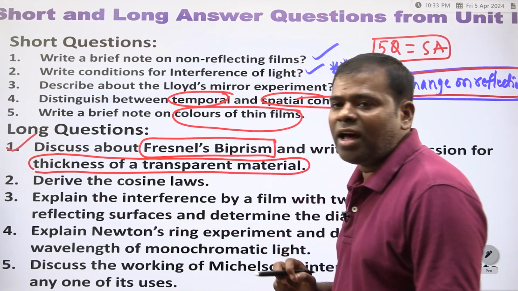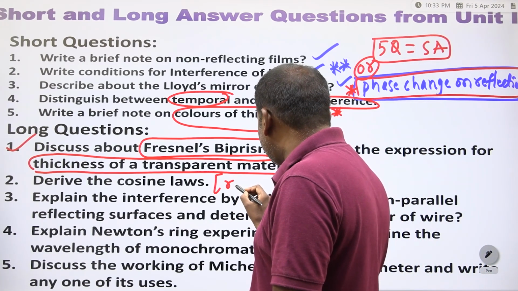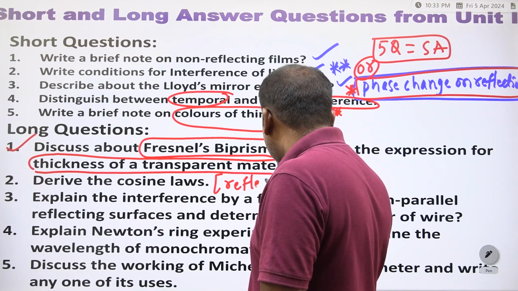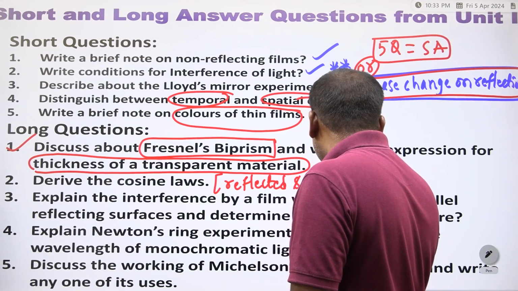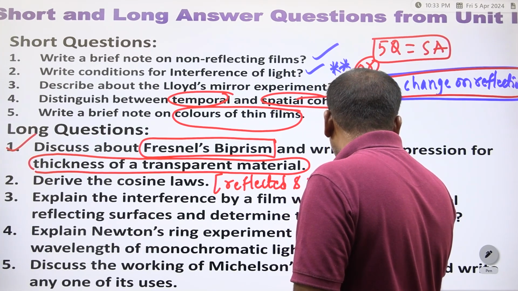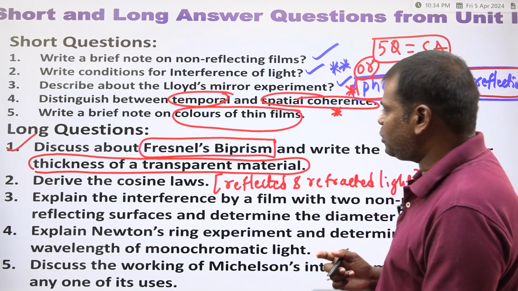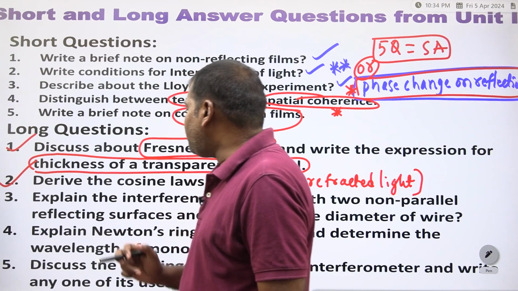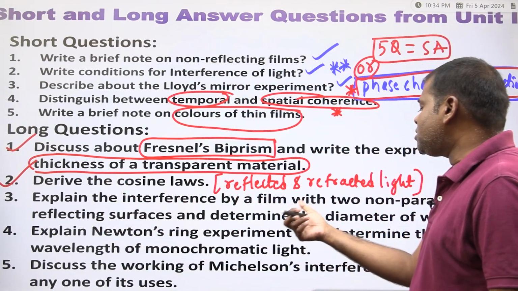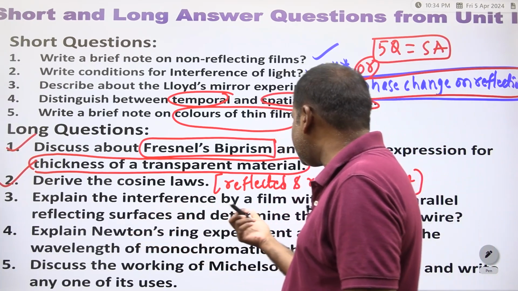Derive the cosine laws. Maybe you have to take 2 varieties of the cosine laws. One is due to the reflected light, and another one is due to refracted light. Due to the reflected light and due to refracted light, both cosine laws you have to write. This is very important.